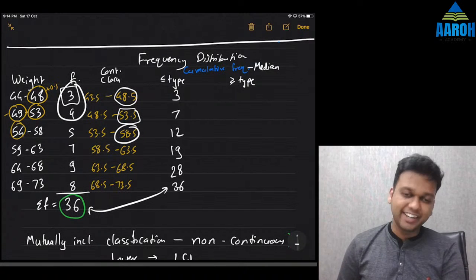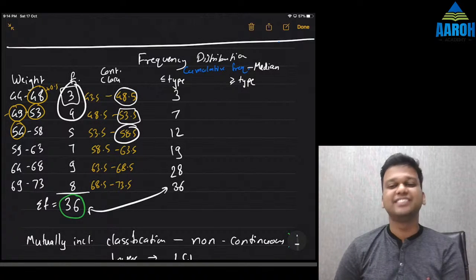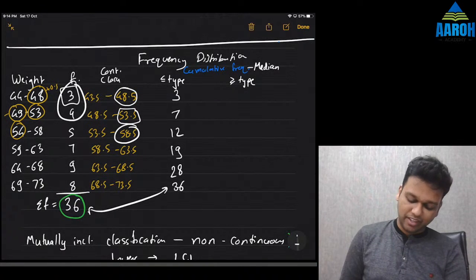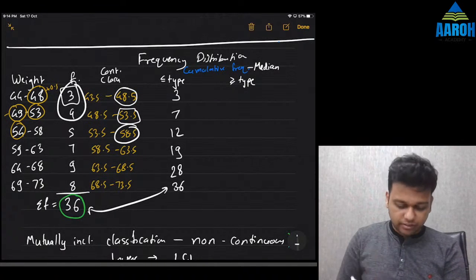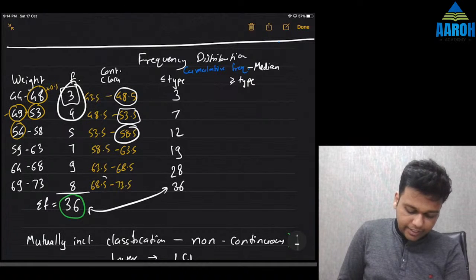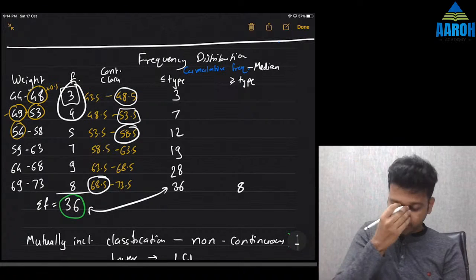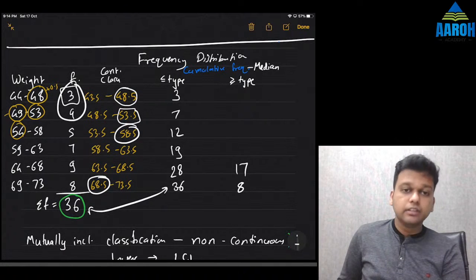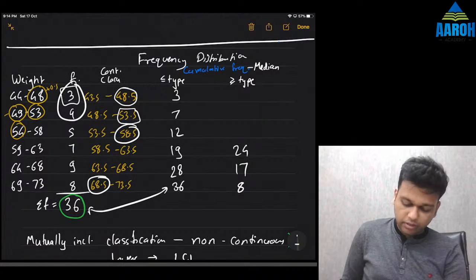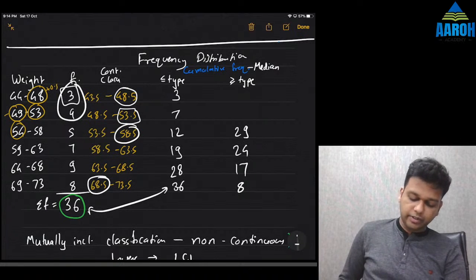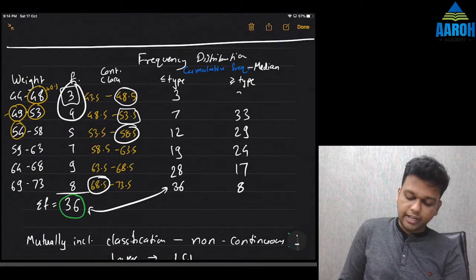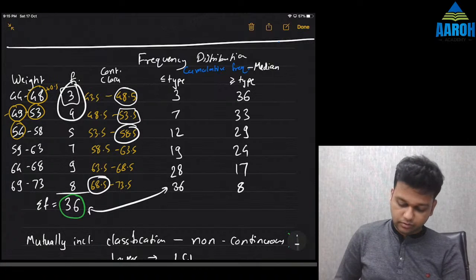Good. 19, 28, 36 and so on. Fine. Greater than type means opposite. How many values are greater than 68.5 in last class? So 8 values. So we'll keep on adding from the end. 8 plus 9 will be 17. 17 plus 7 will be 24. 24 plus 5 will be 29. 29 plus 4 will be 33 and then 36. This should match.